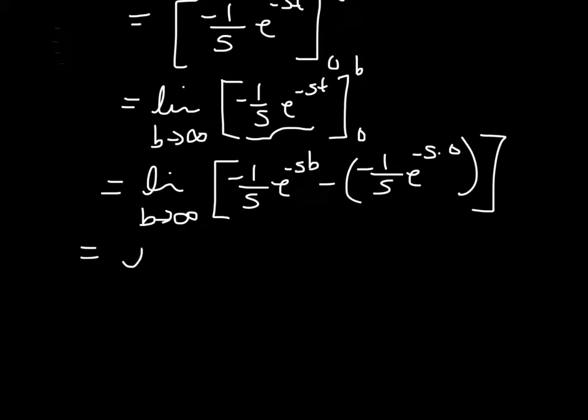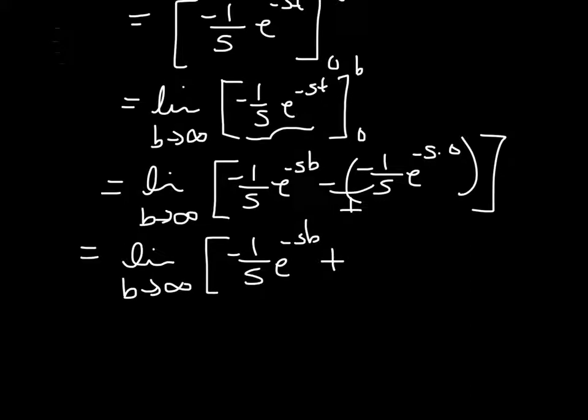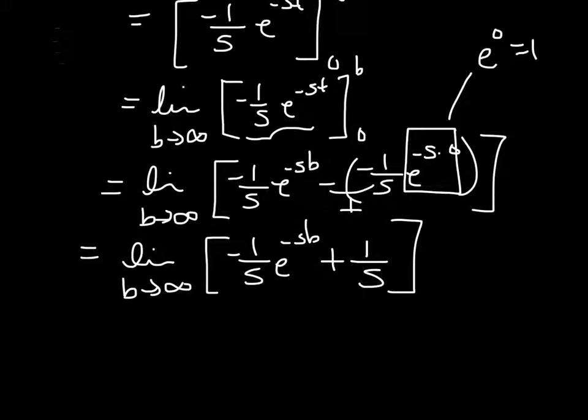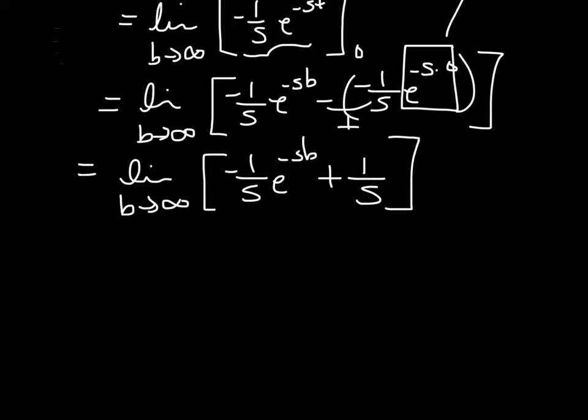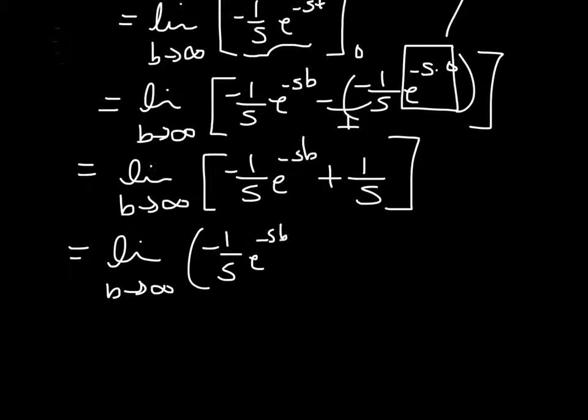So we have the limit as b approaches infinity of negative 1 over s e to the negative sb, or bs, it doesn't matter. And this second term is just going to be positive: we have 1 over s, and then e to the 0, but remember e to the 0 is just 1, so this is just 1 over s. Now let's evaluate the limit as b approaches infinity. This is a good review: we can take the limit of each piece.